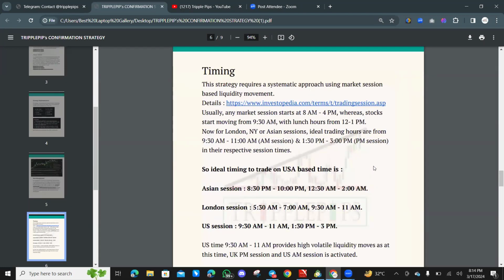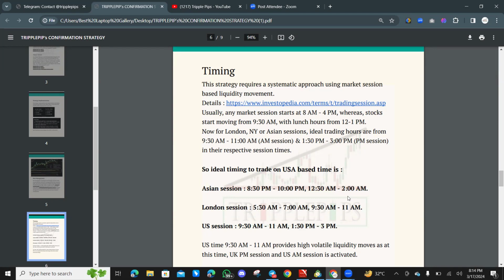The most important thing about this strategy is timing. Now, in this PDF, we have shared our view on the USA-based EST timeline. According to that, the Asian AM session runs from US time 8:30 p.m. to 10 p.m. And later on, the PM session is 12:30 a.m. to 2 a.m. That is the Asian PM session.